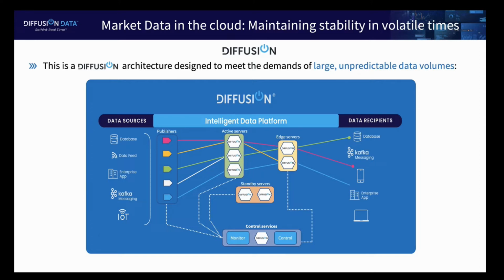Now, on the publishing side, we can add as many publishers as we wish from all different disparate sources. Diffusion comes with its own publishing API, and there are a large number of adapters off the shelf available, such as Kafka, but we can build publishing adapters for any feed into Diffusion. And this gives us what we call a session handler API. So this gives us a handle on each publisher.